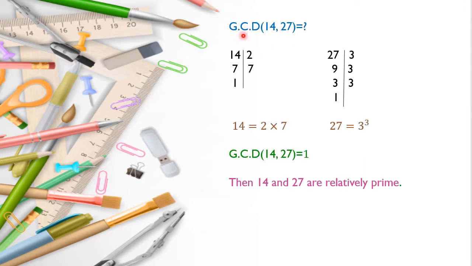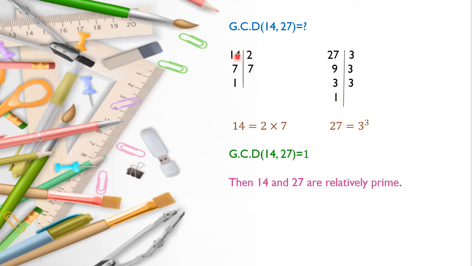Here is another example. Find the GCD of 14 and 27. So first we have to write the prime factorization of 14, the prime factorization of 27. 14 divided by 2 is 7. 7 is prime, so directly we divide it by itself because it's prime. So 7 divided by 7 it's 1. Now 27. 27 can't be divided by 2, so directly we divide it by 3. 27 divided by 3 it's 9. 9 divided by 3 it's 3. The 3 is prime, directly we divide it by itself, so 3 divided by 3 it's 1.